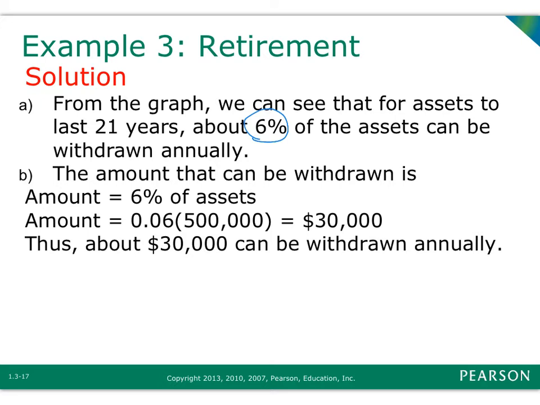And we're withdrawing annually. The amount that can be withdrawn is the amount of assets at 6%. So we multiply 0.06 times 500,000, and we see it's approximately 30,000 per year. So in this particular case, we would get $30,000 of money per year at 6%.